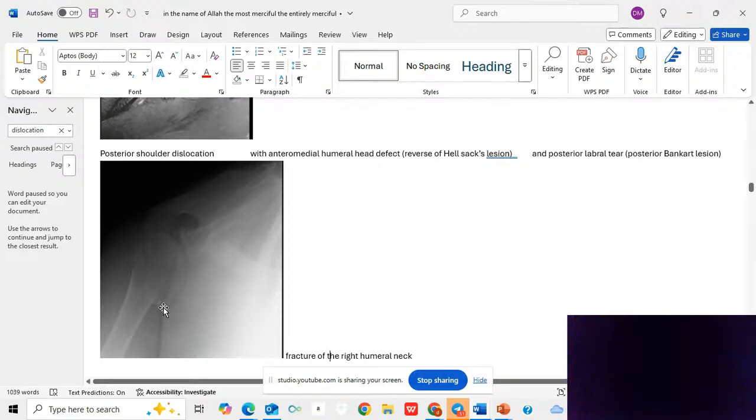Here's another example of a fracture of the right humeral neck. Fracture of the right humeral neck is seen here. That's it.